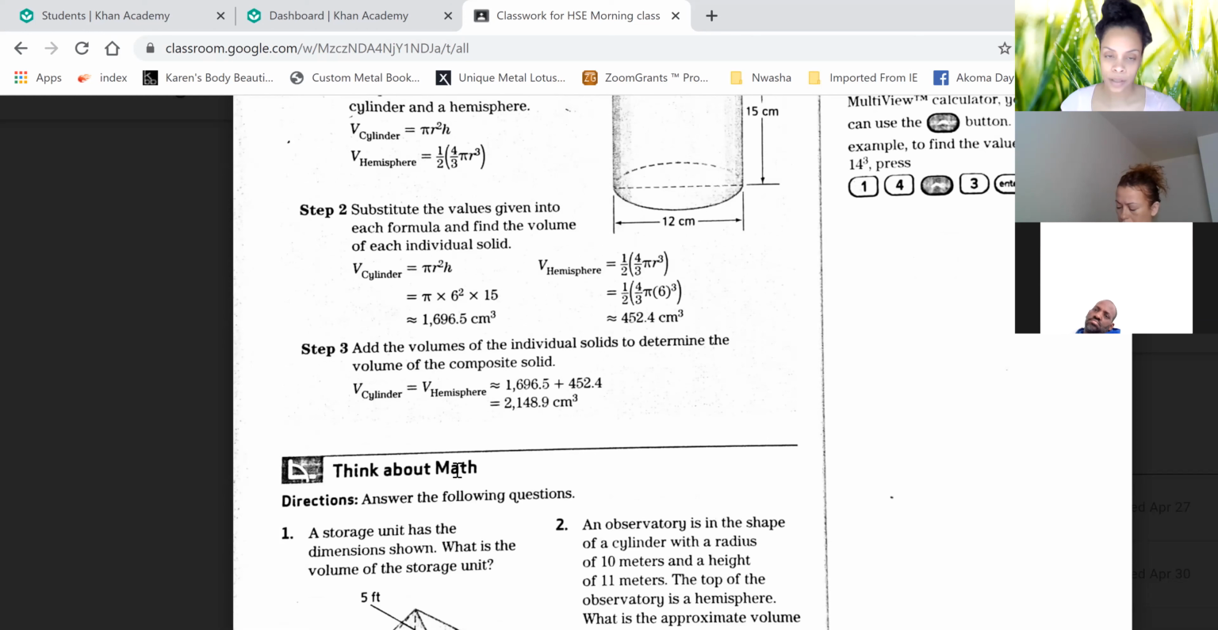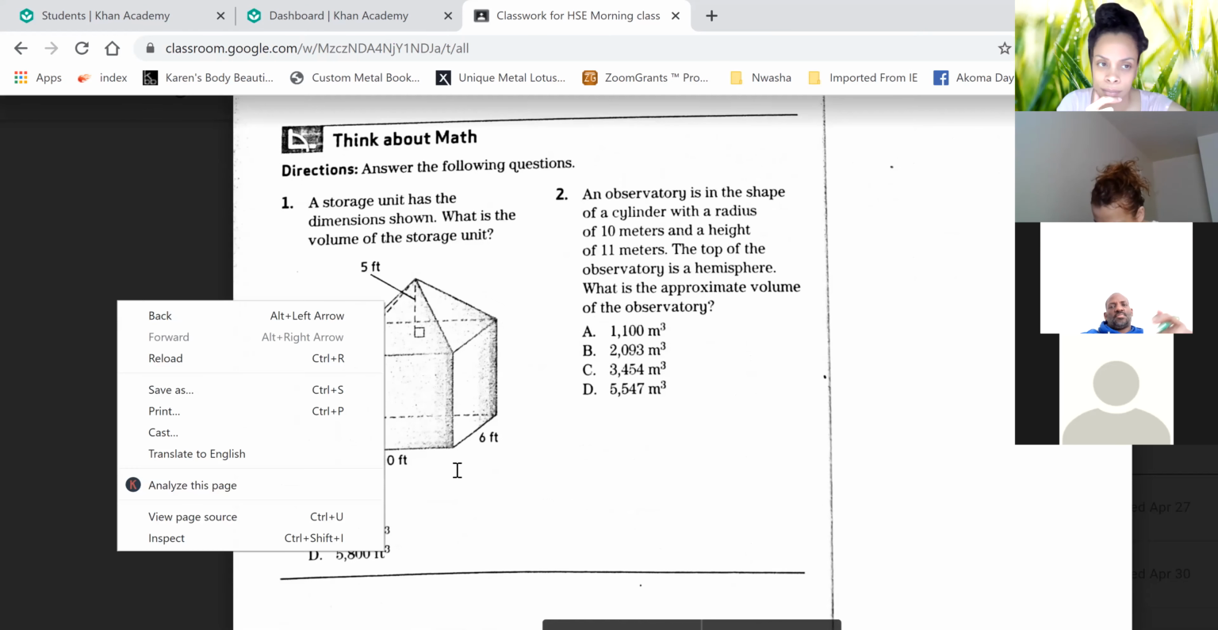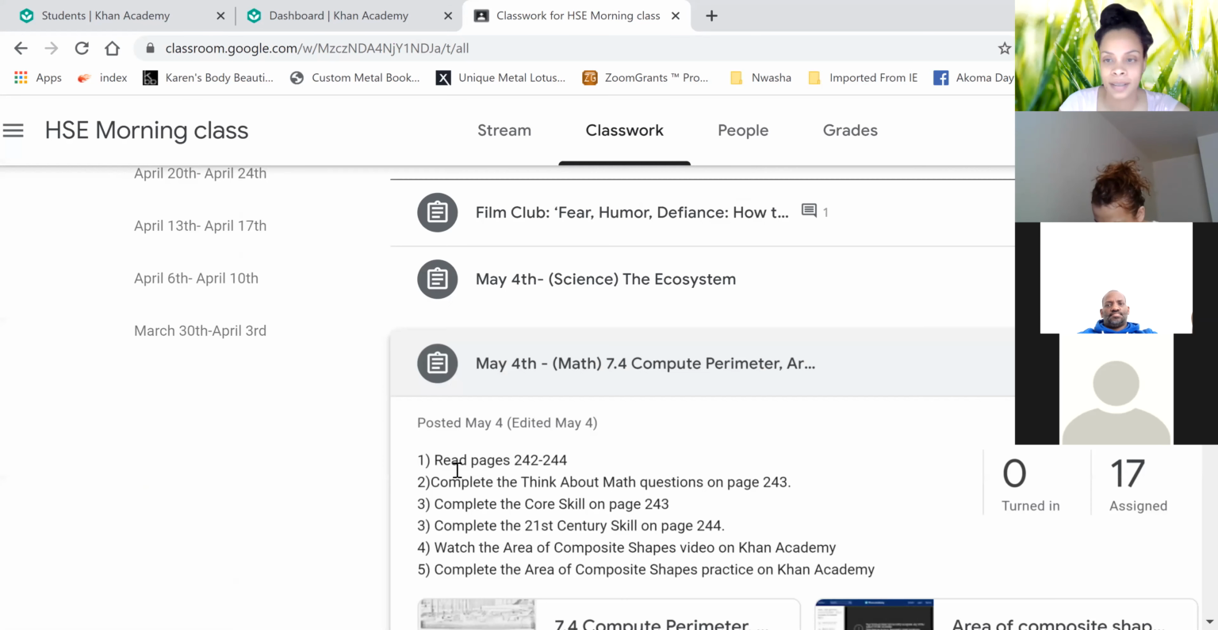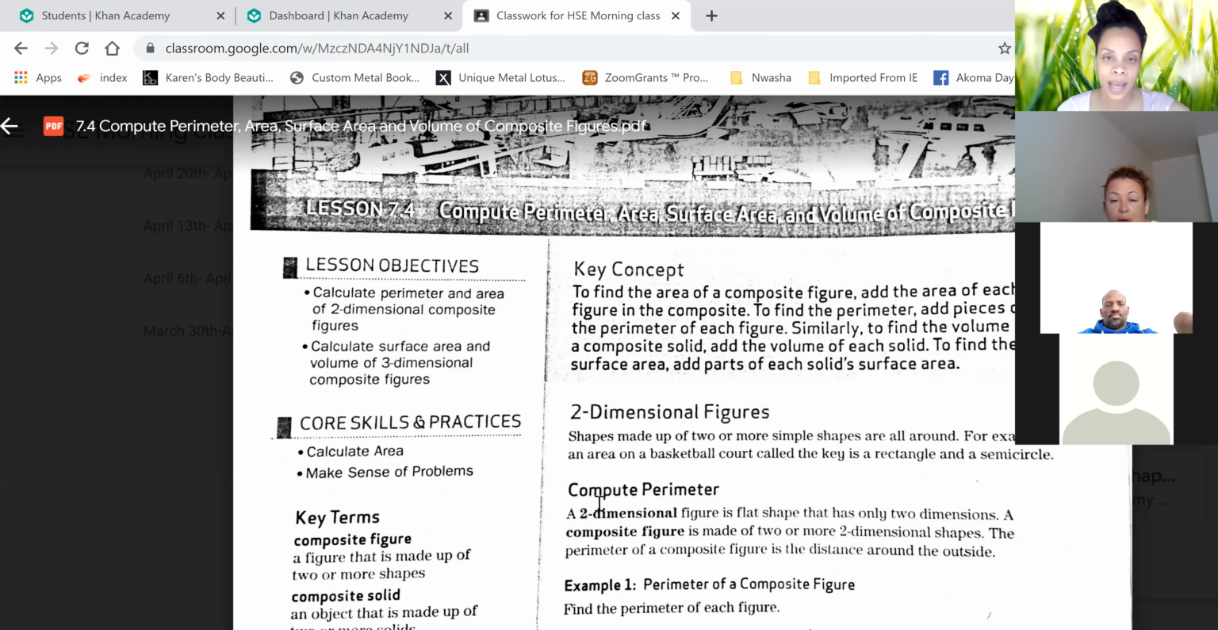So what we are going to do is just take a look at these 2 that are in the Think About Math section. So did anybody have a chance to look at these already? No. Perfect. I did that. So I just closed mine by mistake. We will look at them together.